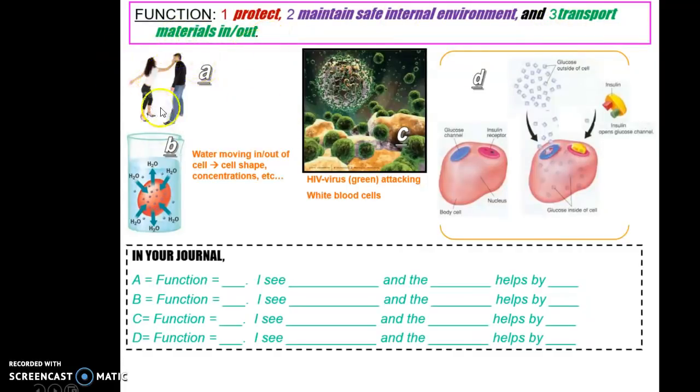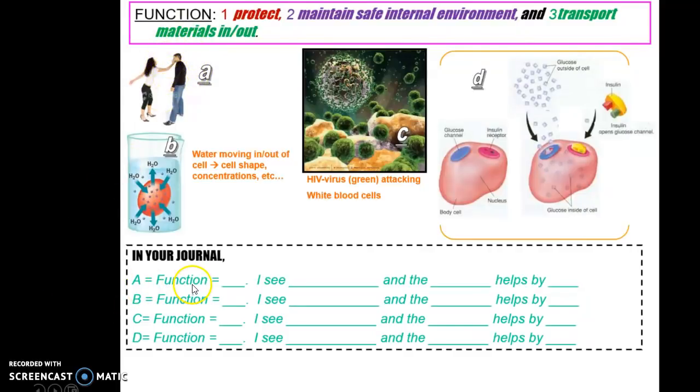You decide. It's a woman slapping a guy's face. So the guy's face is made of cells, his skin cells, and in this situation, getting slapped in the face, is his cell membrane of his skin cells protecting him? Would it be function number 1? Would it be function number 2? Is it maintaining a safe internal environment? Or is the membrane transporting materials in and out? What function of the cell membrane is important here when getting slapped in the face?